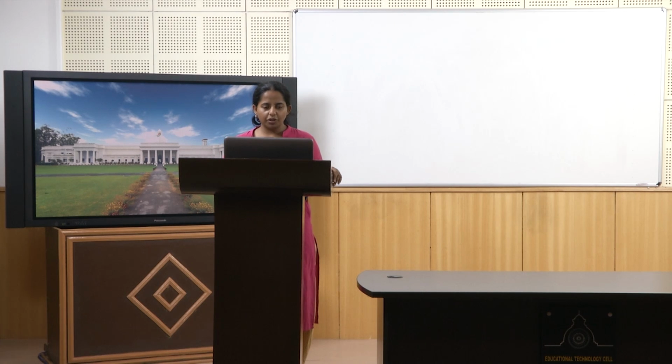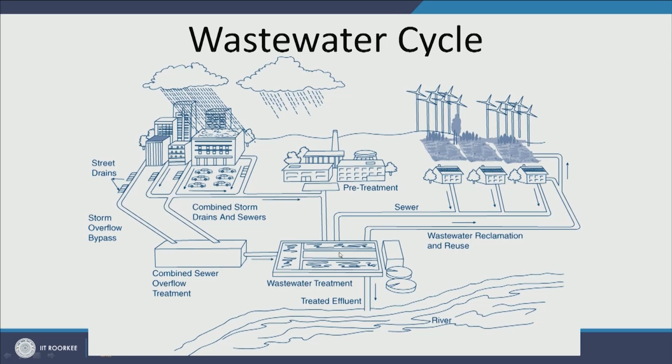So, last class we talked about why we need wastewater treatment, and these are the things that we want to get rid of in a wastewater treatment plant. Okay. So, this is a typical wastewater cycle. Here we have establishments, so we have houses and industries and shops, commercial areas, and each house and each commercial area is producing wastewater.